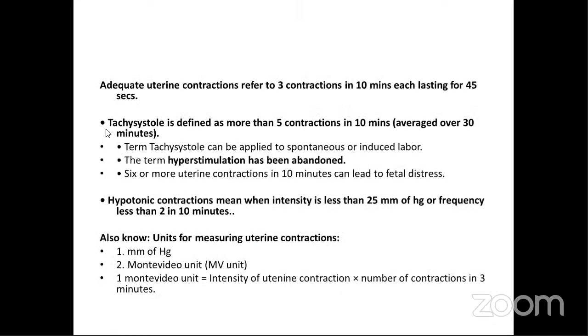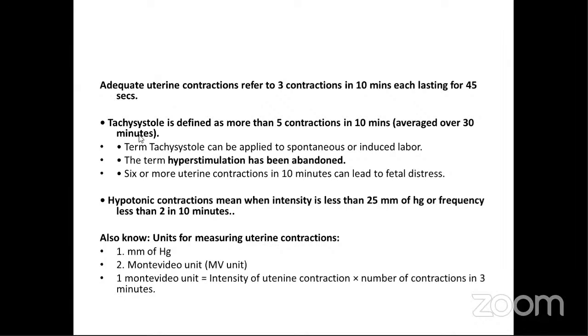Next, when do you call it an adequate uterine contraction in normal labor? Whenever the patient is having at least 3 contractions in 10 minutes, each lasting for 45 seconds, we call it adequate uterine contractions. Right? So if there are fewer contractions, less than 3 in 10 minutes, or if the duration is less than 45 seconds, then we don't call it adequate uterine contractions.